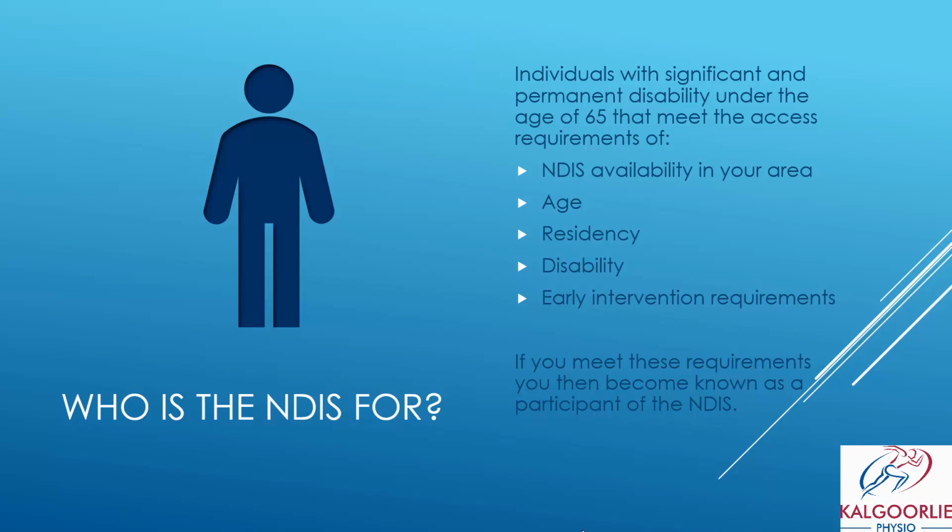So who qualifies for the NDIS? As I briefly mentioned before, it's individuals with significant and permanent disability under the age of 65 that meet the access requirements of NDIS availability in your particular area. If you fall in the age category, your particular residency, your disability, and early intervention requirements, then you can become a participant of the NDIS as long as you apply.